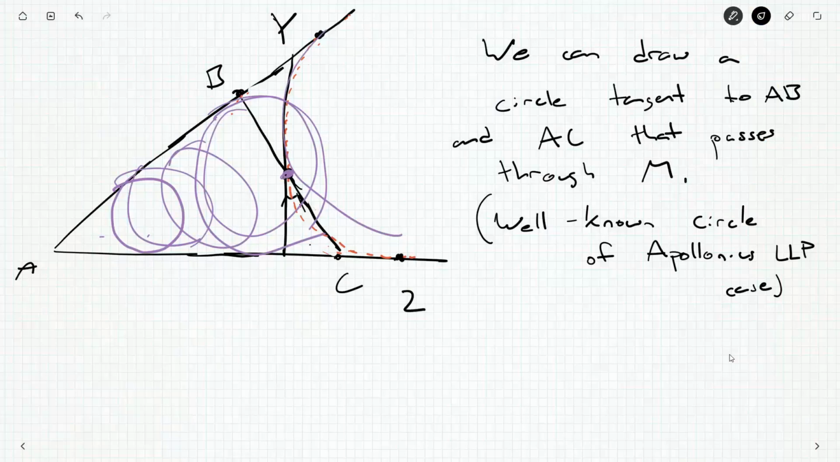Circle of Apollonius, these are great problems in terms of constructing circles that are tangent to certain things and pass through certain points. Either explanation is fine. That, or we can draw a circle and just start making them bigger. So we can draw a circle tangent to AB and AC that passes through M. This is not a problem.